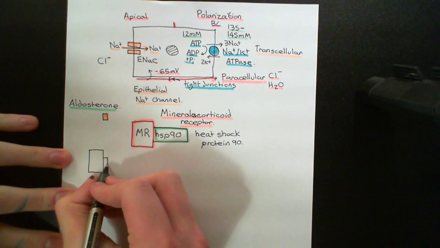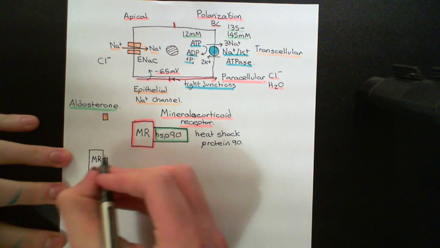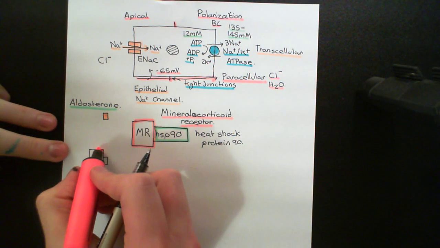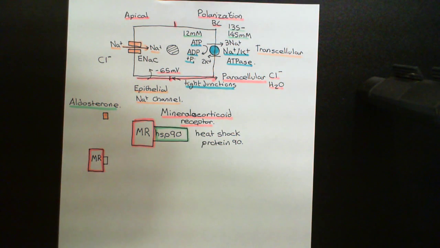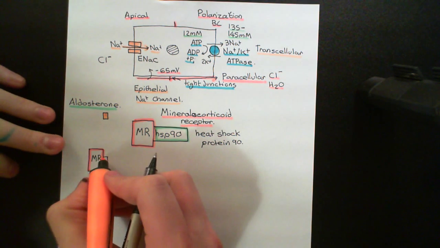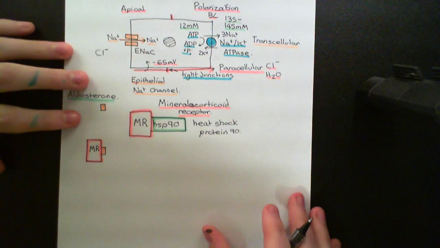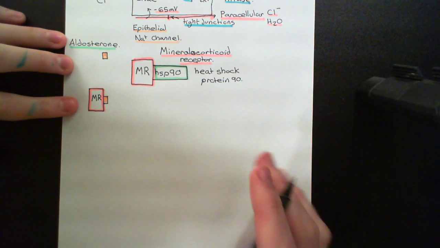So here's the mineralocorticoid receptor with the aldosterone bound, and when the aldosterone binds to the mineralocorticoid receptor, heat shock protein 90 is going to cleave away from the mineralocorticoid receptor. In addition, what's now going to happen is this complex of the mineralocorticoid receptor with aldosterone is now going to go into the nucleus.